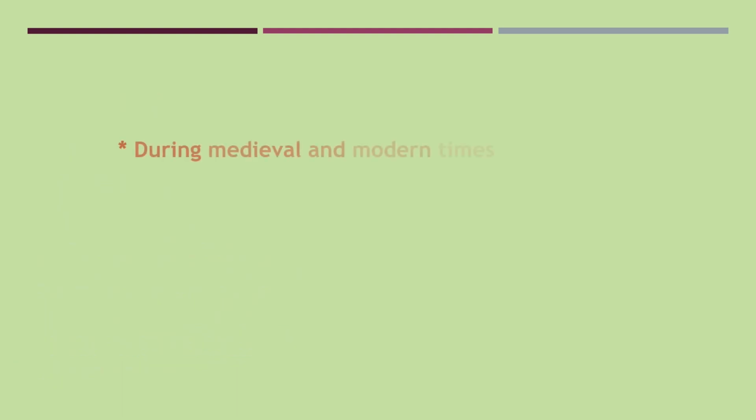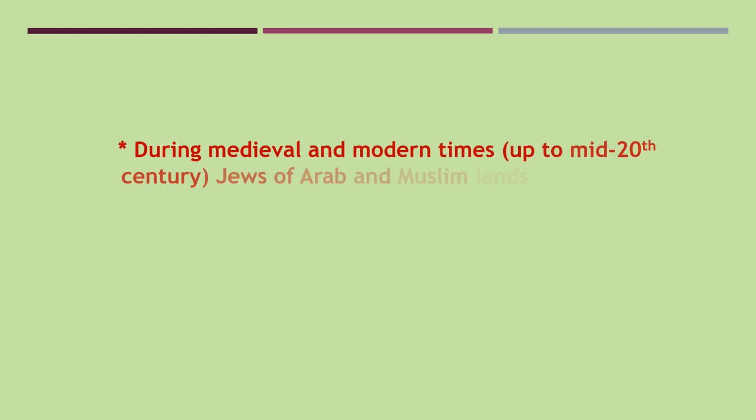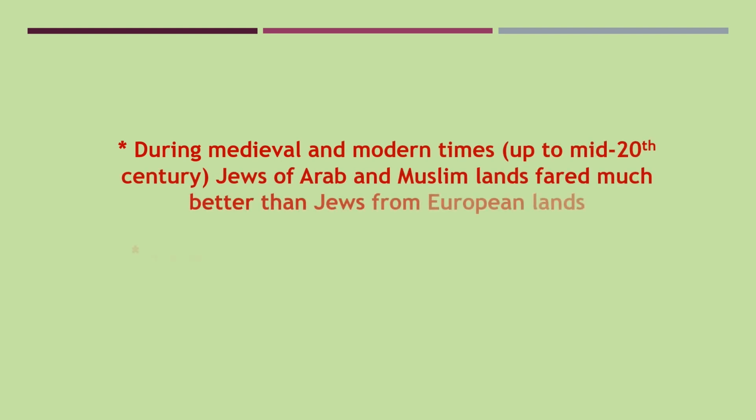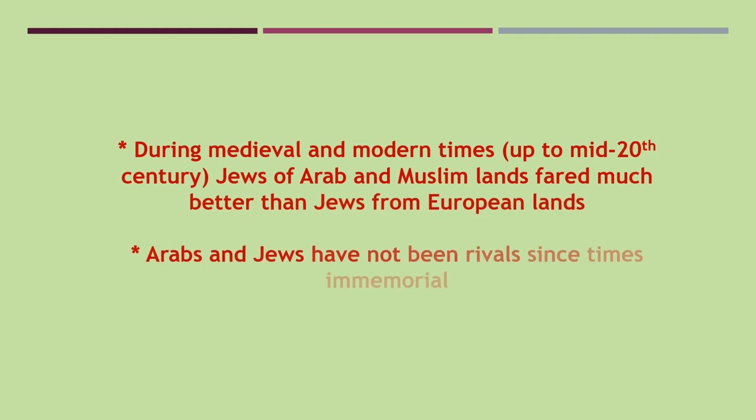There are two very important conclusions to stress up to this point. I just mentioned one, that during medieval and modern times, we will see as well, and in fact up to mid-20th century, Jewish communities from Arab and Muslim lands fared much better than Jewish communities from European lands. The second point is to note that the Arabs and Jews have not been rivals since times immemorial, as people tend to think. And if people think that way, it's because of the ways that we tend to speak about the Israeli-Arab conflict and the Israeli-Palestinian conflict.